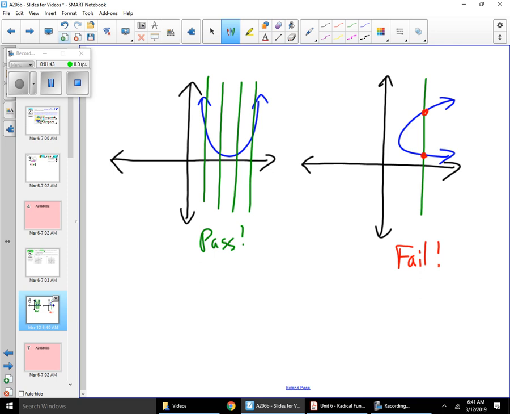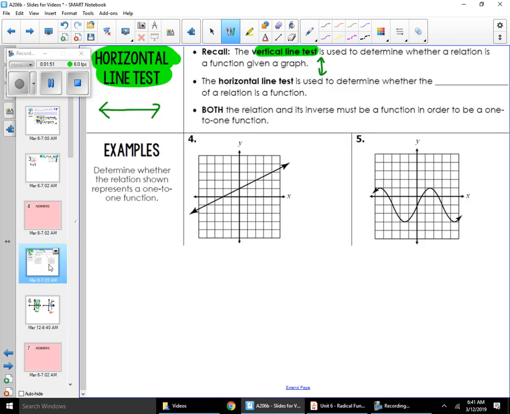We haven't played with it in a while, but the vertical line test allows you to see if a relation is a function. The horizontal line test, now we're using horizontal lines and tons of green highlighter, can be used to determine whether an inverse is a function. So keep in mind, that's what we were just doing with coordinate points. Now we can really quickly do it with a graph. So both the relation and its inverse need to be functions in order to have that one-to-one relationship.